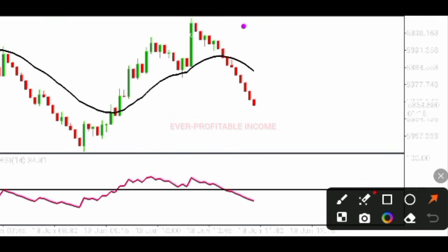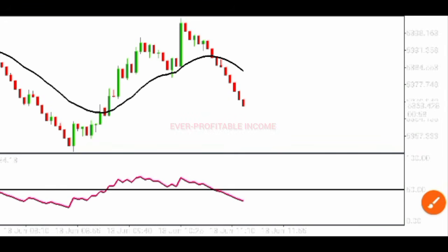Can you see that? The moving average has crossed above the chart, right? And the RSI is below level 50. It is safe to take a trade at this time. You can just hop into the trade and get little candlesticks. Okay, let's try that out.